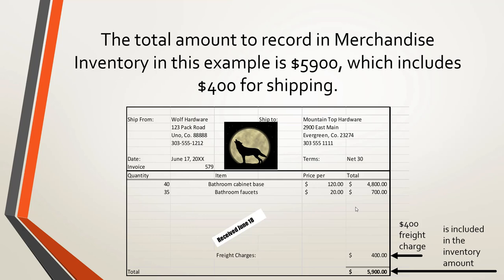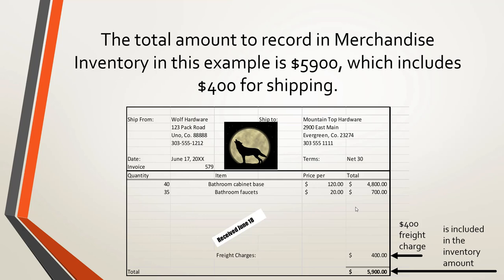So what has happened here is that Mountaintop Hardware has to pay the shipping charges for this inventory, but Wolf Hardware paid it in advance and then billed Mountaintop the $400. The total invoice for $5,900 is all inventory. So in other words, the note here is that if you pay for freight as part of your inventory, it is included in the total cost of your inventory or your cost of merchandise sold.